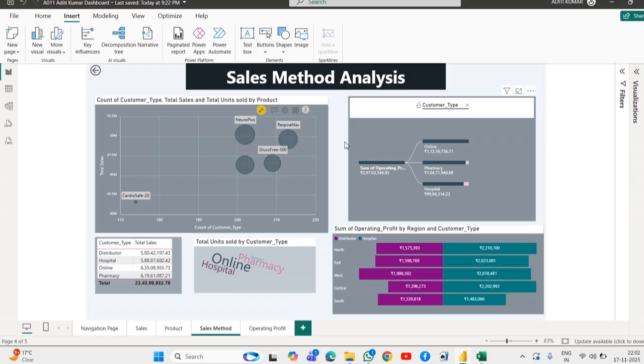This is a decomposition tree chart, which helps the company to show the distribution or the division of the sum of operating profit in all the particular segments of the customer type. So the total operating profit is around 3.97 million. It has been divided into 4 particular types of segments, namely online, pharmacy, hospital, and the distributor type. From the online, the total amount of operating profit is around 1.12 million. Coming next to the pharmacy, that is around 1.04 million, and from the hospital, it is around 99 lakhs.